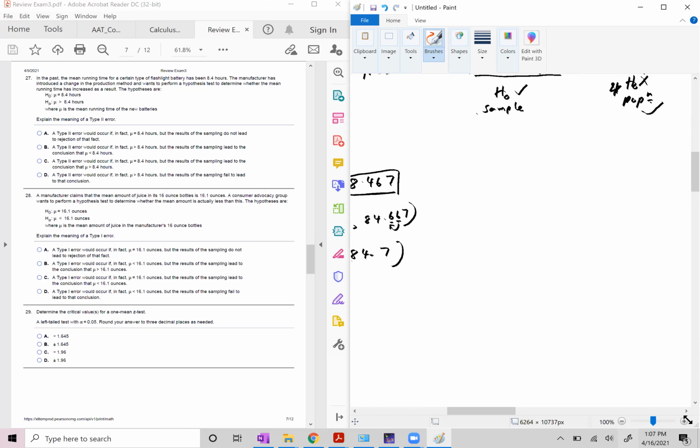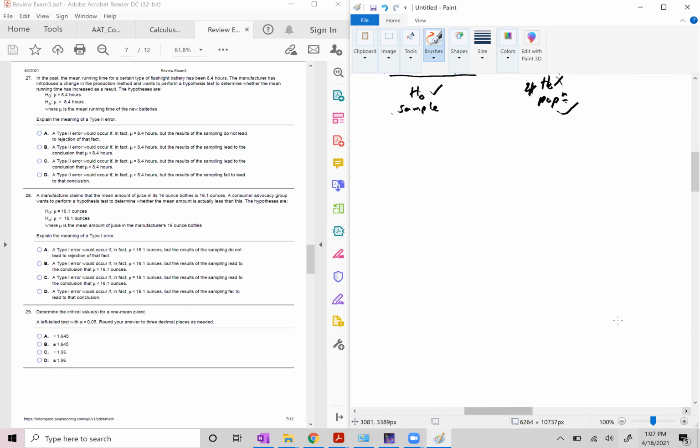Right. Now, let's look at question 27. We are given the null and the alternative. Null says mu is 8.4 hours. Alternative says mu is greater than 8.4 hours, right? Explain the meaning of type 2 error. Now you have to write this type 2 error in words for this particular question.